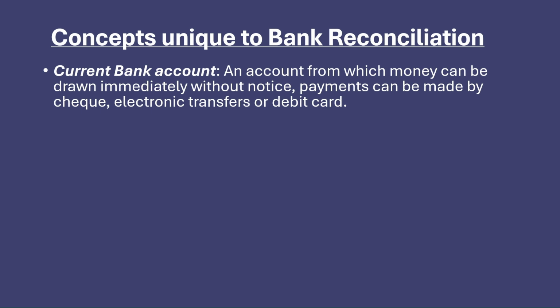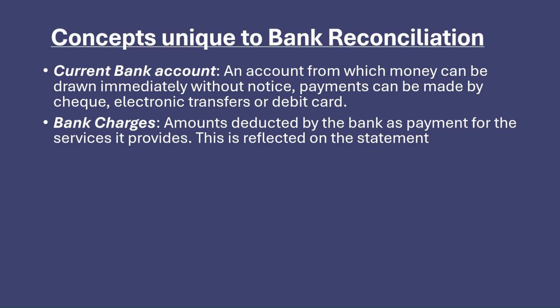When you send the money out of your account, the money leaves your account immediately. When you receive money, it comes in your account immediately. You don't have to wait 2 weeks for the money to actually come into your account. I know there are transactions that take 24 hours, especially when you're transferring from one bank to the other. But the moment you send that money, it leaves your bank account. So it is drawn immediately without notice. That's how you would remember a current bank account.